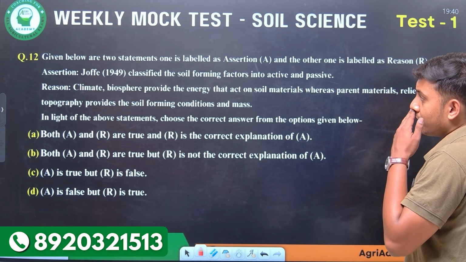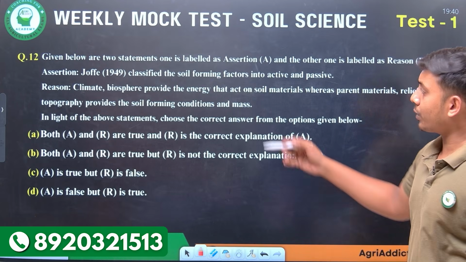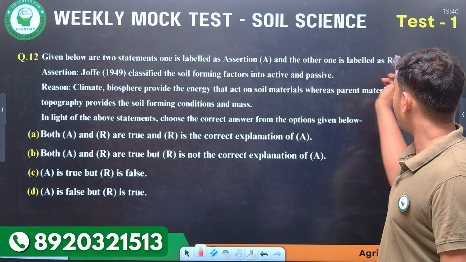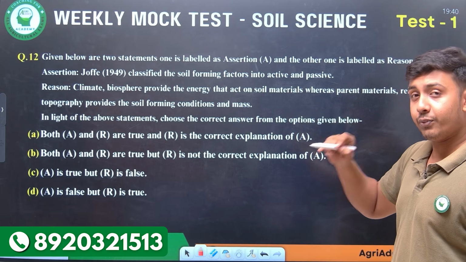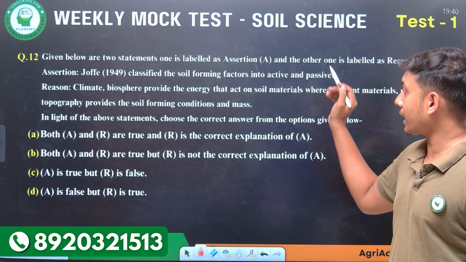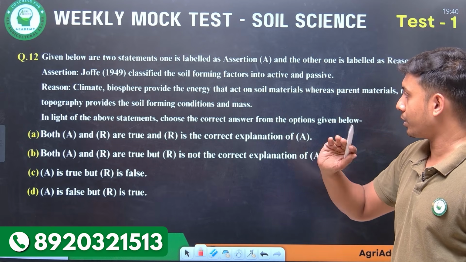Now comes the next question. Given below are two statements, one labeled as assertion and one labeled as reason, and we have to find if both are correct and if it is the actual reason of that assertion.